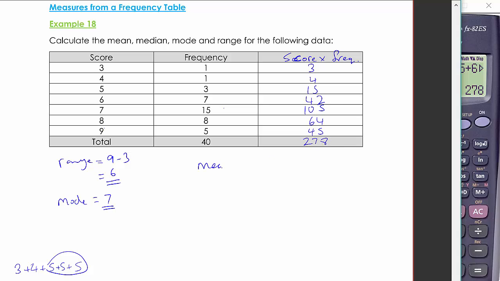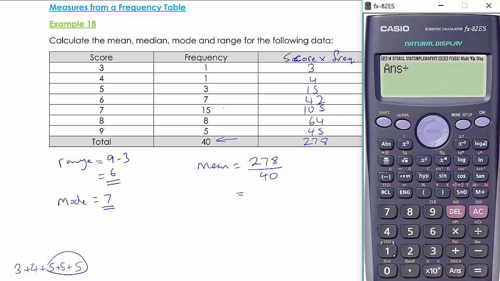So the mean is the sum of the data divided by the number of pieces of data. So we'll just divide that by 40, and that gives us 6.95.